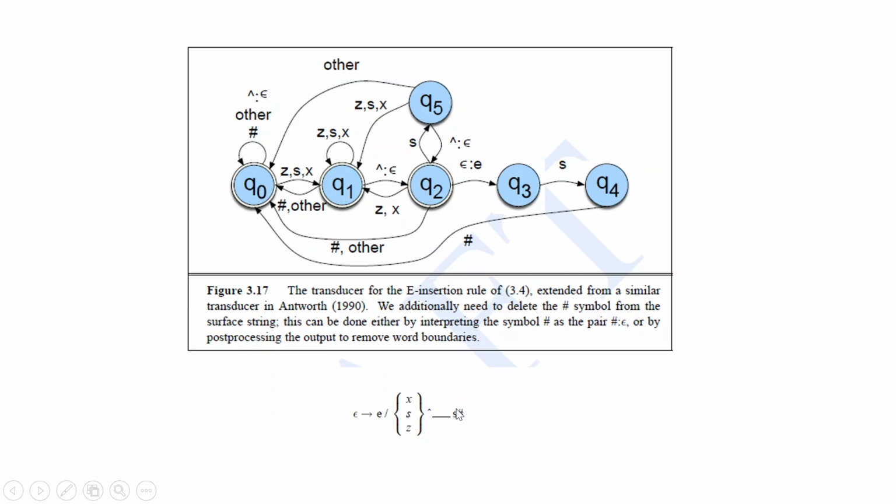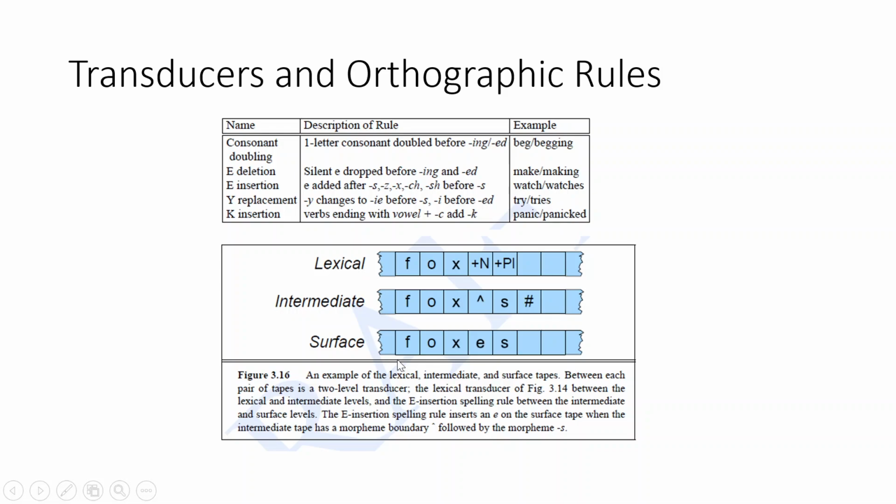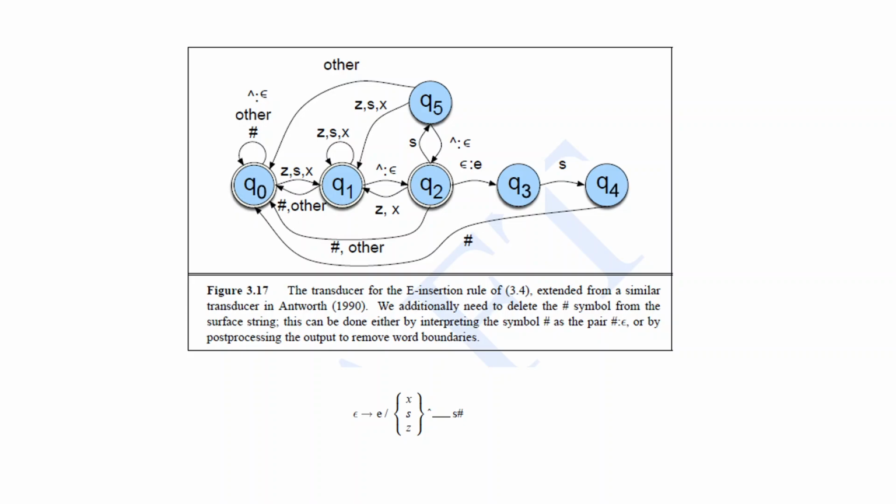Okay, and then the E has to be inserted here. Then you have an S and a hash. Say, if you take the example of foxes, FOX, it ends in an X, which means after that you have the morpheme end, right? And then you should have the E. This is the E insertion rule. How can that E insertion rule be represented?